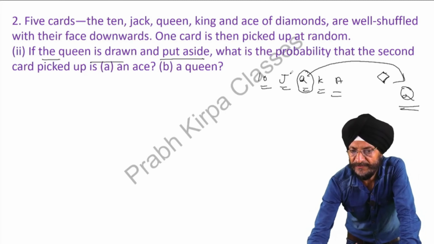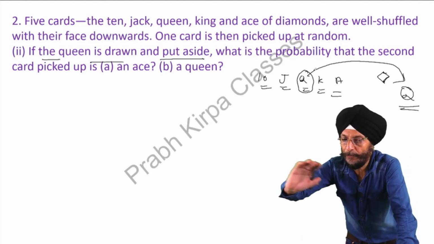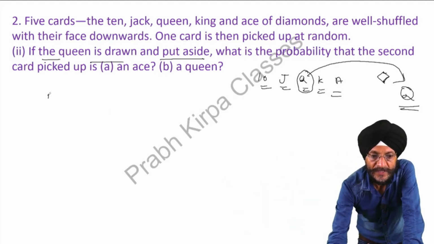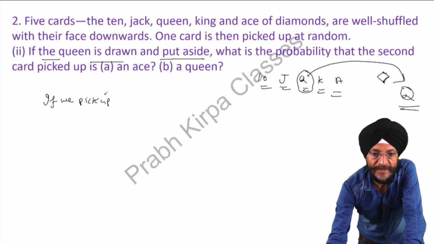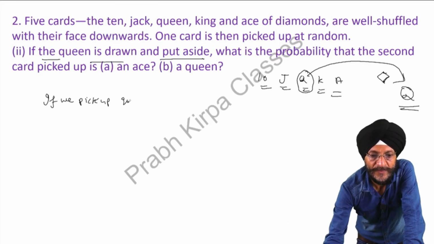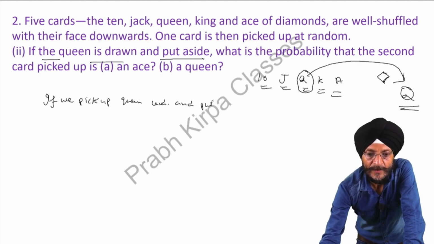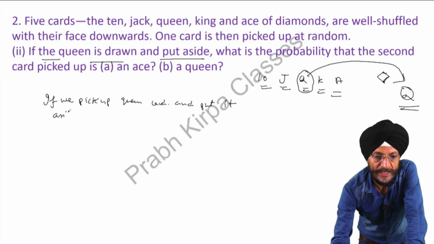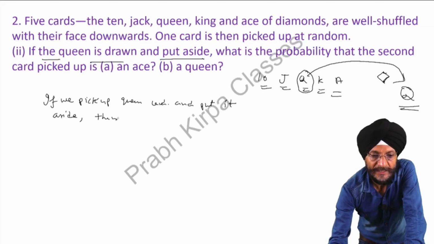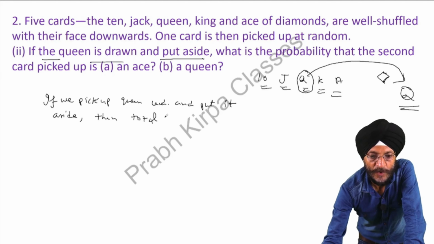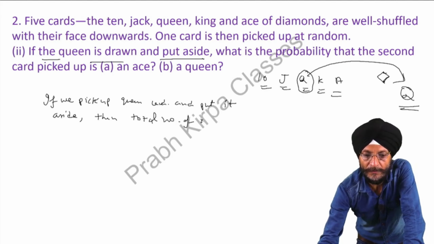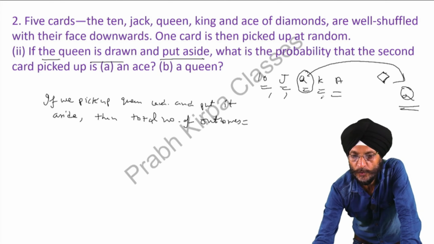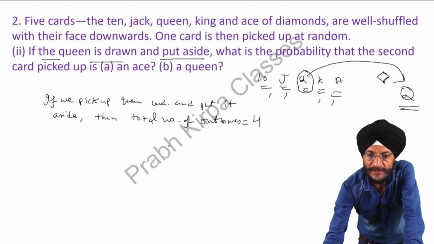That is, this is the first turn that we have drawn the queen card and put it aside. Now if we pick up the queen card and put it aside, then the total number of outcomes, or the total number of cards which are balanced, are 1, 2, 3, 4. Total number of outcomes are 4.